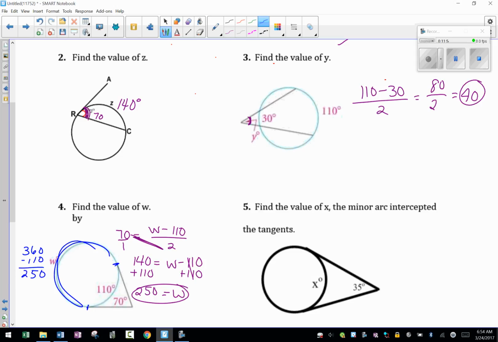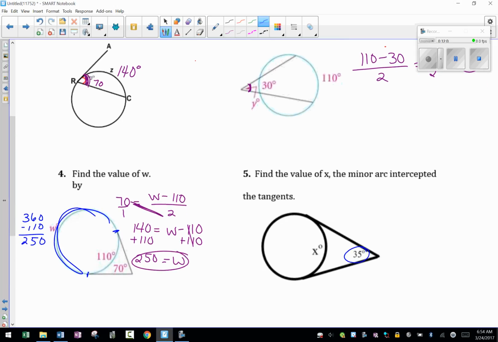Okay, I'm back. Ready? Here's another one, but I'm going to give you an easier rule now. For this guy, I don't have a single arc. All I know is this is 35. If you have an angle outside a circle and it's formed by 2 tangents, what you can do is put a radius right here, and that's going to be 90. And I'm going to put a radius right here, and that's going to be 90. So those 2 things are 90.